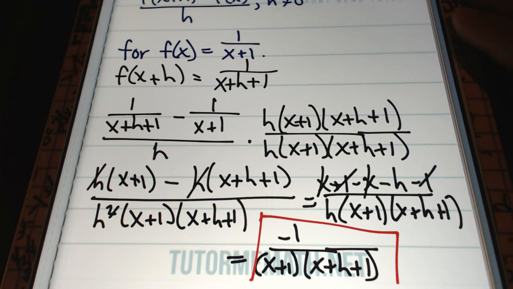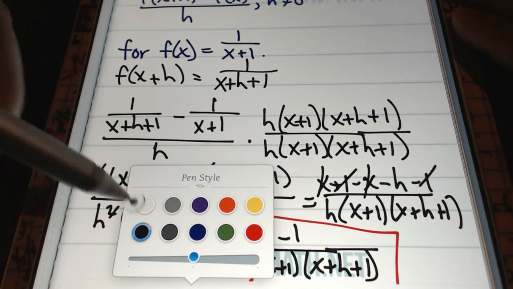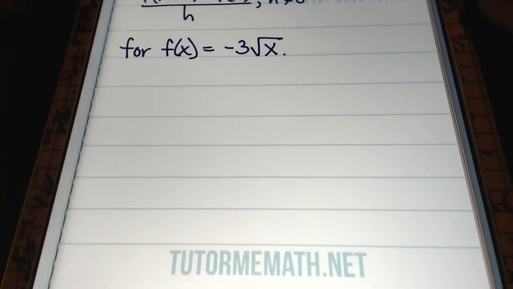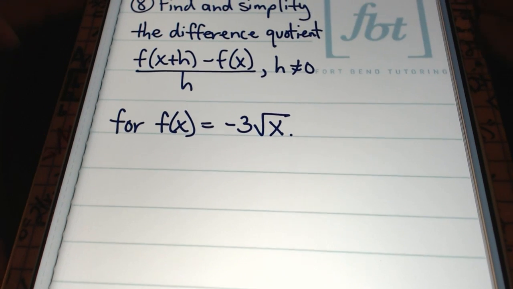That is problem number 7, guys. Done and done.